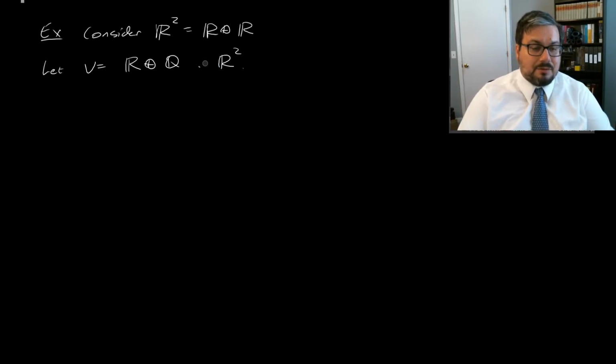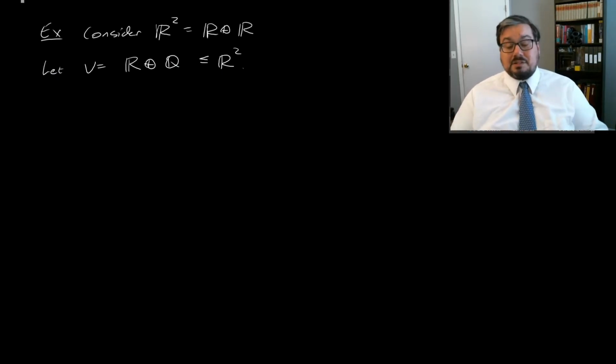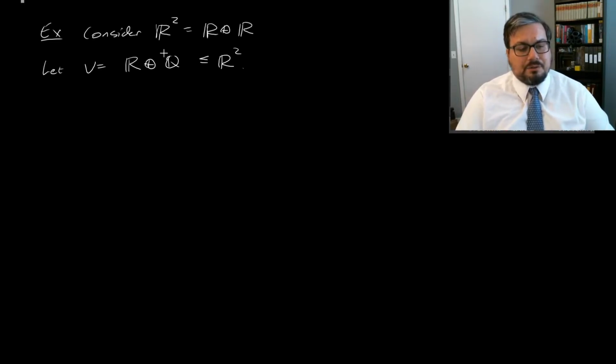In fact, we can go further. It's an additive subgroup because the rationals are a group. And so the direct product of R and Q is a group. It's a subset of R2. Therefore, it's a subgroup of R2.